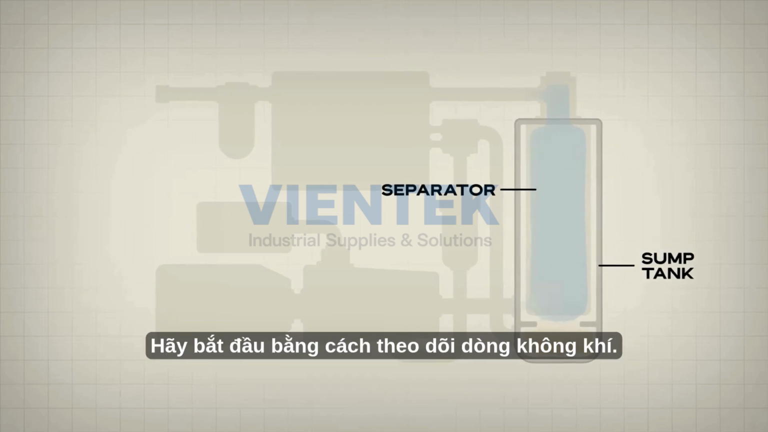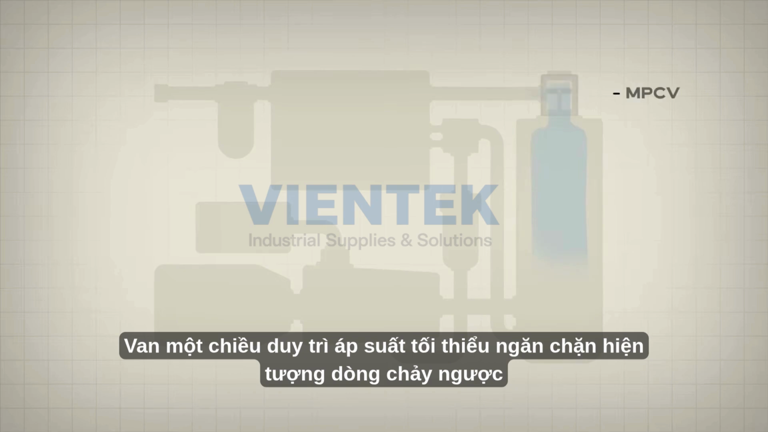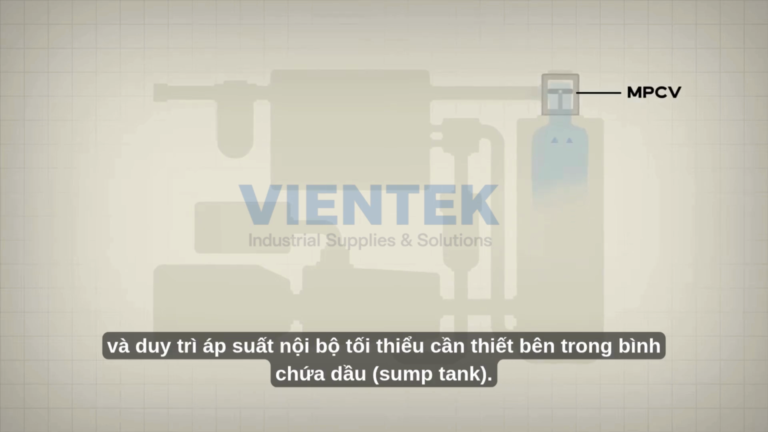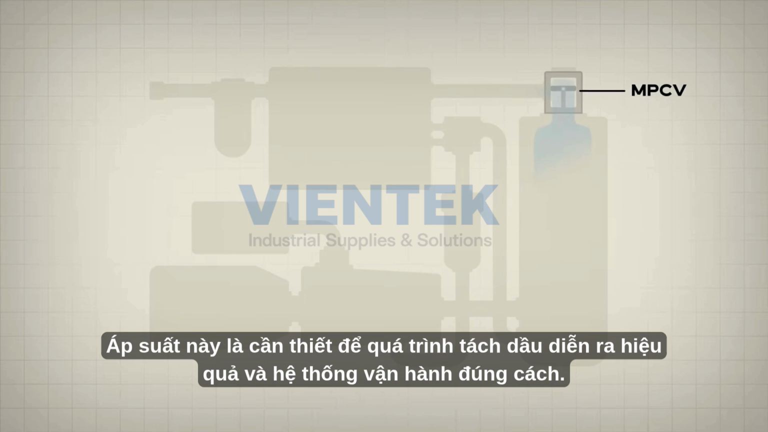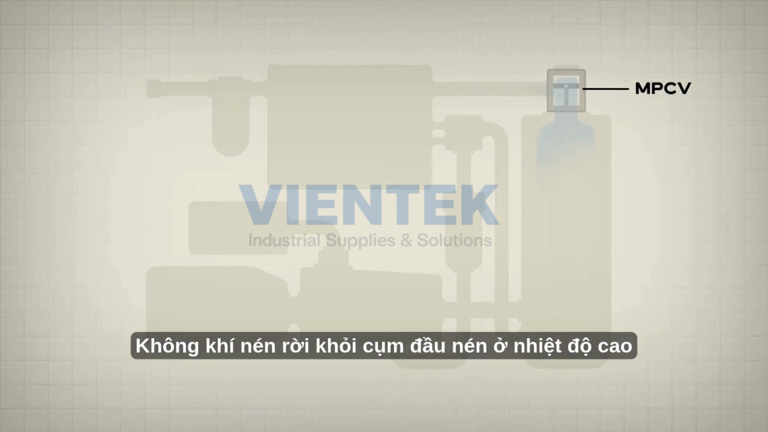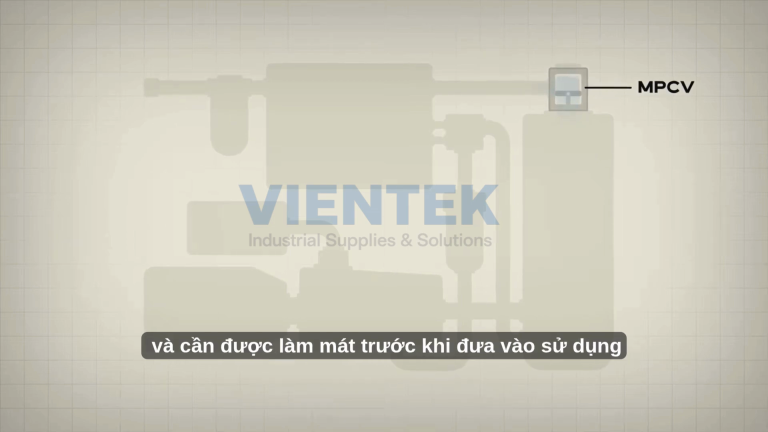Let's start by following the airflow. The minimum pressure check valve prevents backflow and maintains the minimum internal pressure required inside the sump tank. This pressure is necessary for proper oil separation and system operation. Compressed air exits the air end at a high temperature and must be cooled before use.